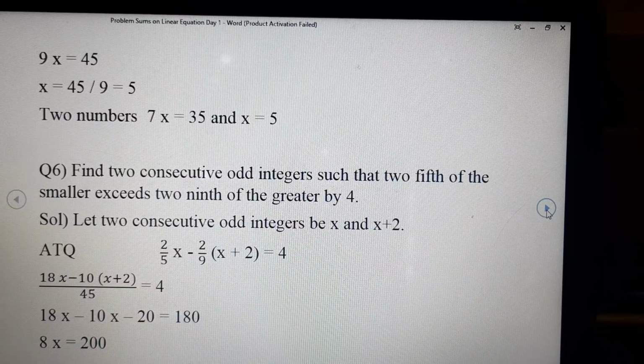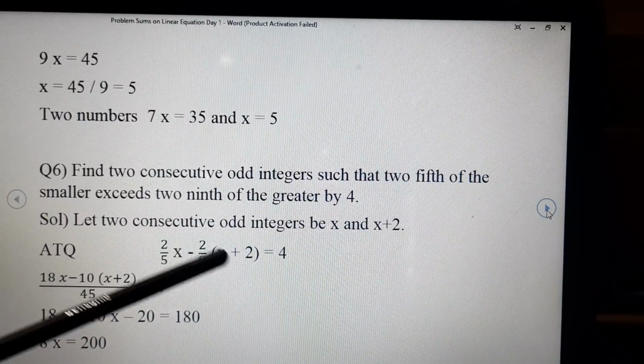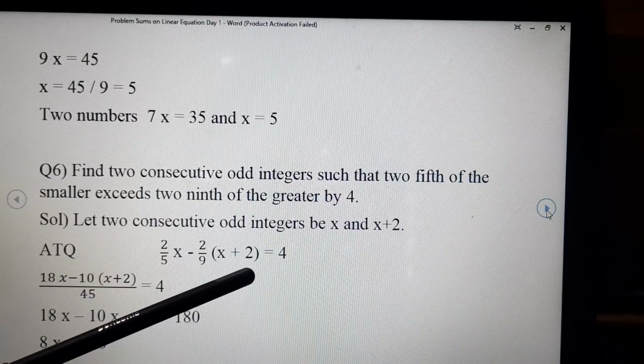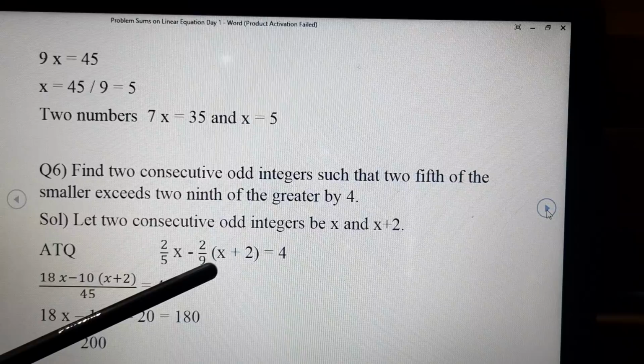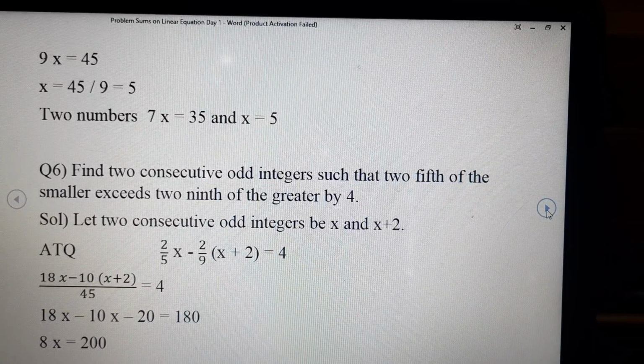They have said 2/5 of the smaller, so 2/5 of x, 2/9 of the greater, so 2/9 of x plus 2. And what is greater? 2/5 of x is greater than 2/9 of x plus 2. Are you getting it? So greater minus lesser is equal to, it exceeds by 4, so is equal to 4.